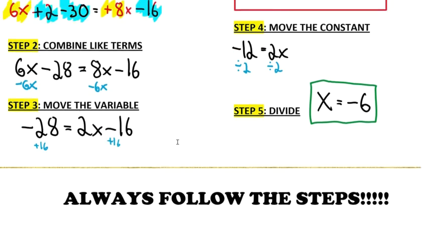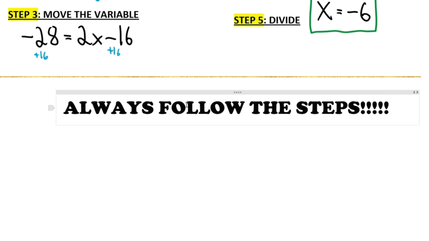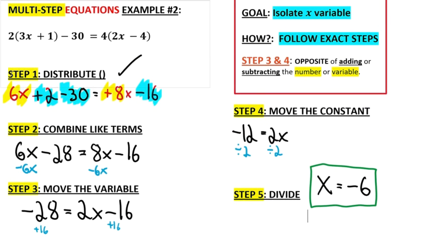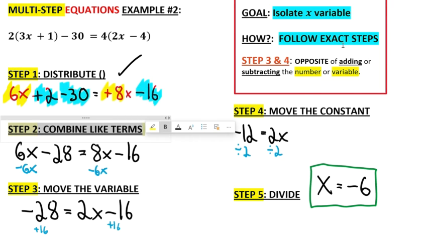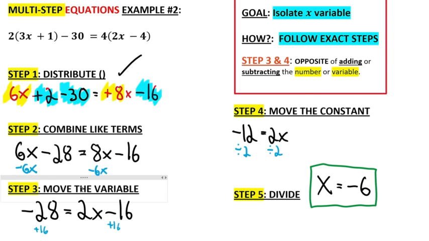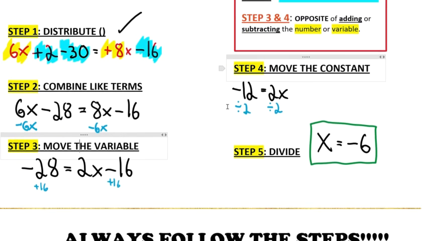Okay, I'm going to say this one more time. Always follow the steps. Steps 1 and 2 are from term 3, and steps 3 and 4 are exactly like one-step equations, where you move the variable or you move the constant.